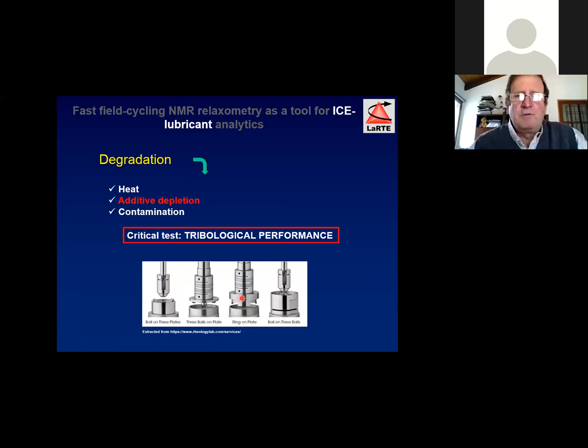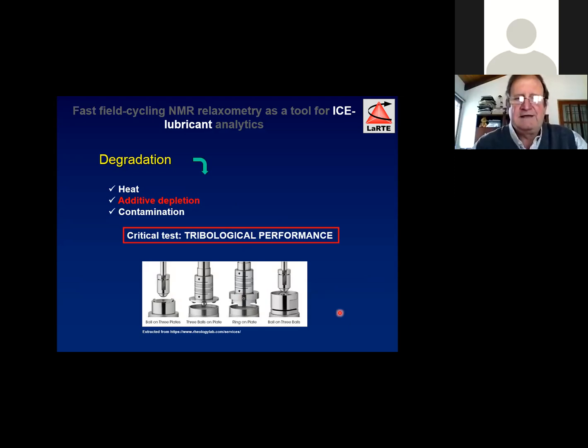So the lubricant, once in use in the engine, starts a degradation process that is mainly driven by heat, additive depletion, and contaminants, because you have solid residuals that start to accumulate in the fluid as a result of the combustion, for example. And this is changing the lubricant properties with time. So the critical tests here are tribological performance tests, where you can really quantify the efficiency of the lubricant, and which refer to the friction between surfaces.